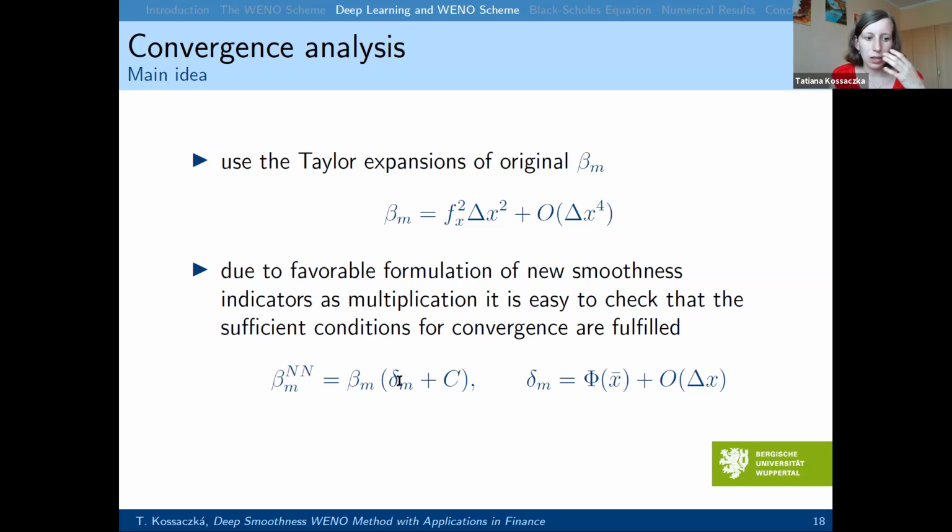Also, I would say our approach can be seen as a proof of concept that deep learning can be used to improve existing numerical methods and preserve the consistency and convergence of these methods.